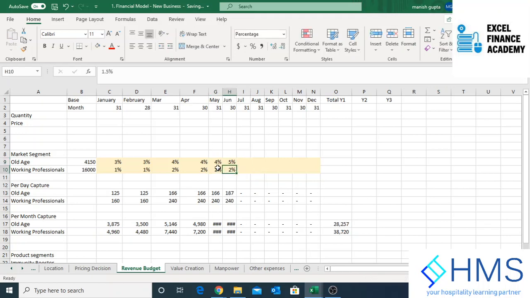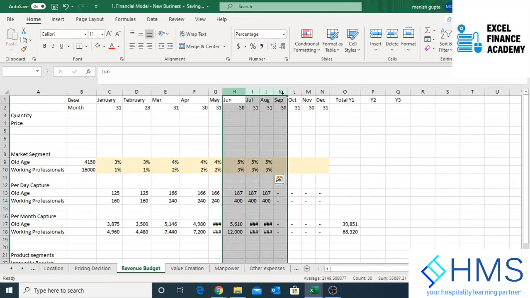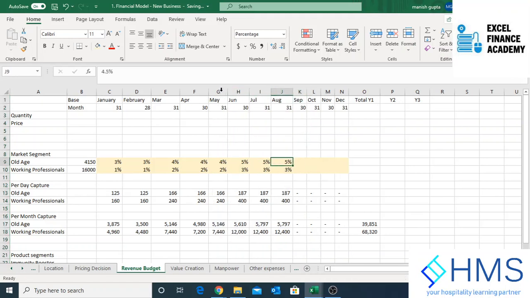4.5 and 2.5. Another quarter. And then you can increase the capture ratio slightly more, maybe 3% and 5%. Sorry, 5% and 3%.